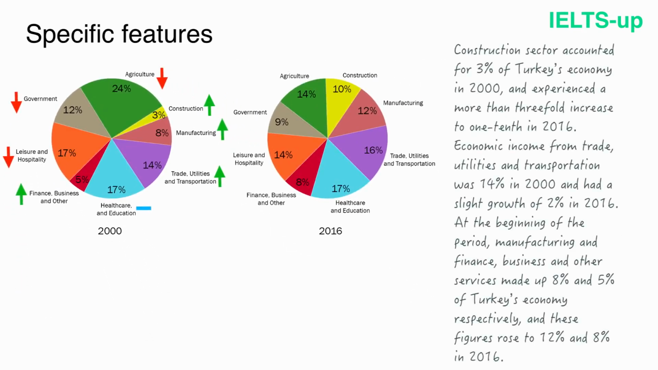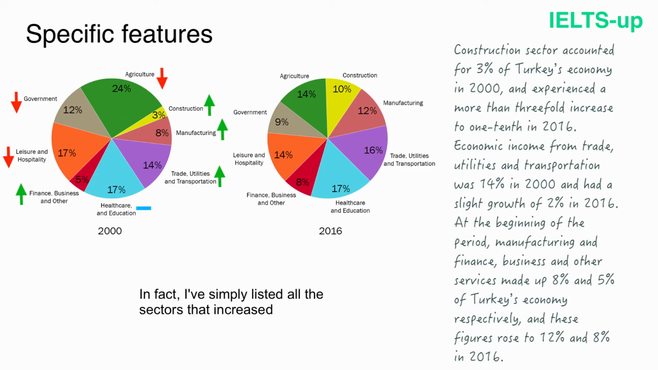And here is my first paragraph. Construction sector accounted for 3% of Turkey's economy in 2000 and experienced a more than threefold increase to 1/10 in 2016. Economic income from trade, utilities and transportation was 14% in 2000 and had a slight growth of 2% in 2016. At the beginning of the period, manufacturing and finance, business and other services made up 8% and 5% of Turkey's economy respectively, and these figures rose to 12% and 8% in 2016.